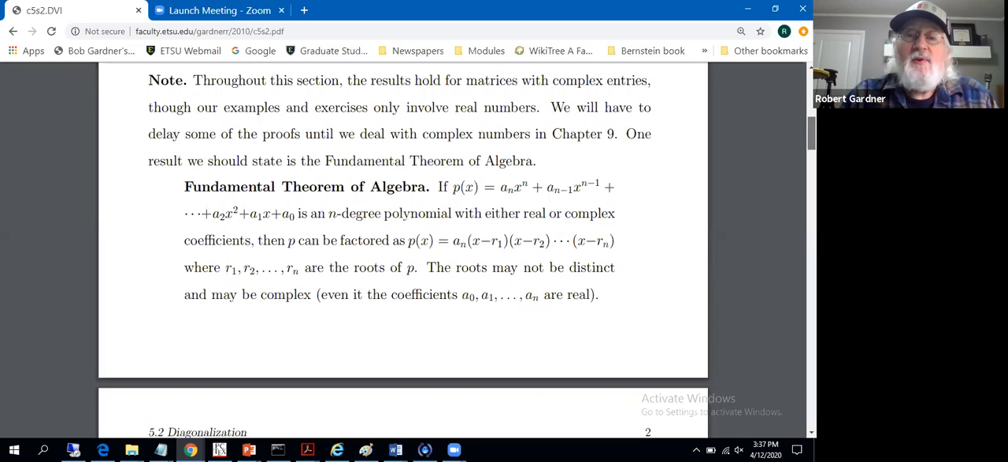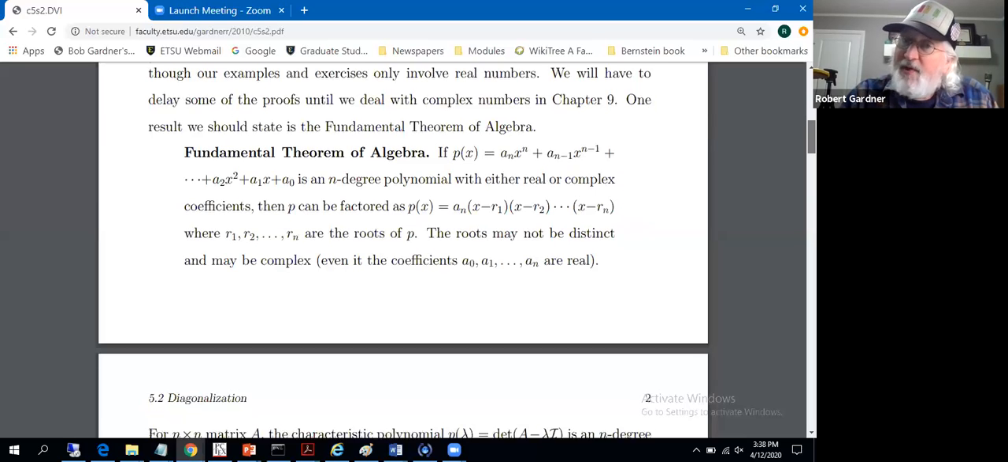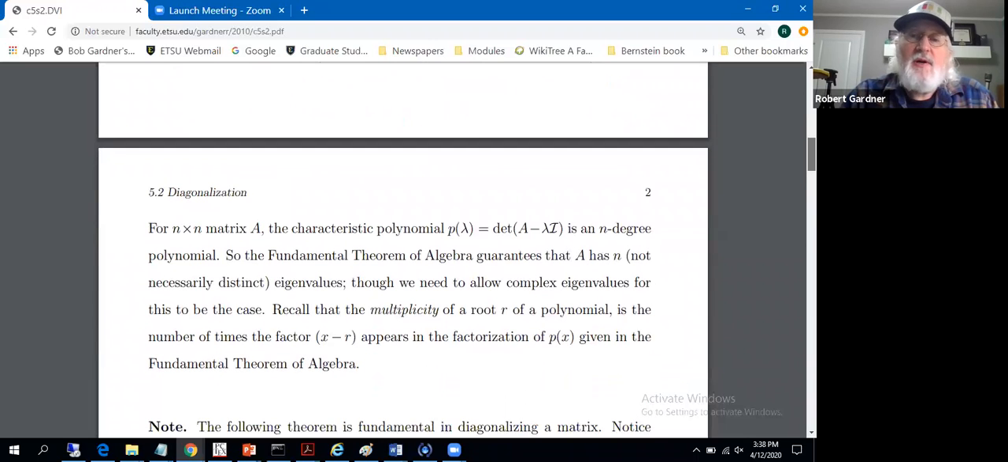But the fundamental theorem of algebra tells you, hey, you've got an n degree polynomial, like the characteristic polynomial, it's got n roots. They may not all be different, and they could be complex, but any polynomial of degree n with real or complex coefficients has n roots, and can be factored as a product of n linear terms.